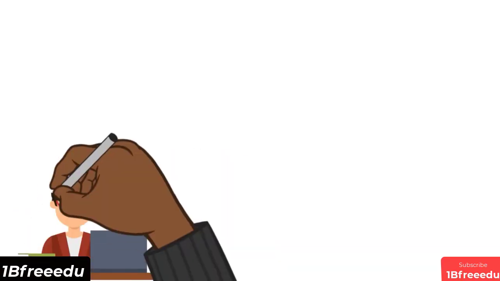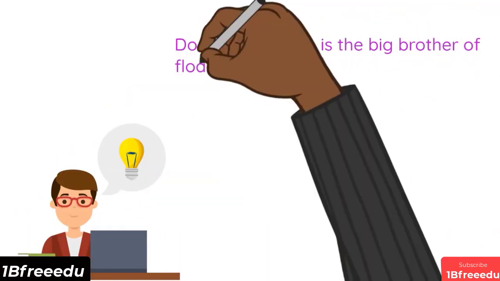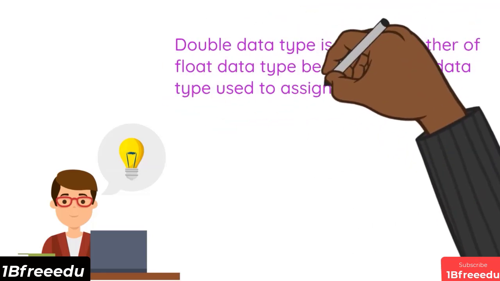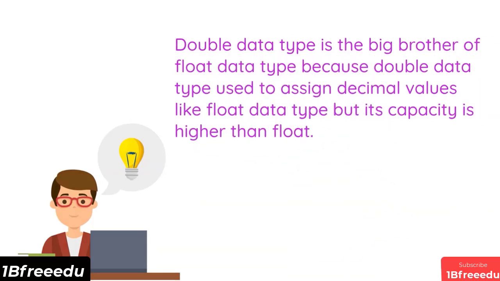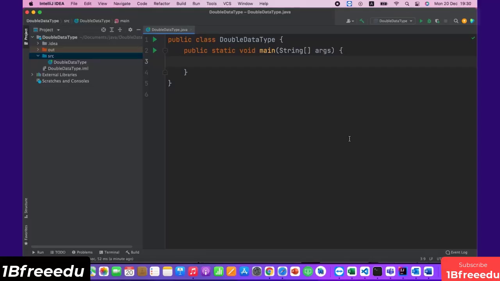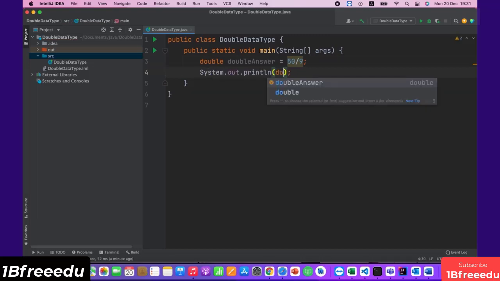Double data type. I can call it the big brother of the float data type, because the double data type is also used to assign decimal values, but its capacity is higher than float. That is why I call it the big brother of the float data type. I use the same example used in the float data type video, so I declare a double data type variable and name it double answer. Then I assign the answer of dividing number 50 by 9 directly. Next, I write a println command to get an output of the answer.